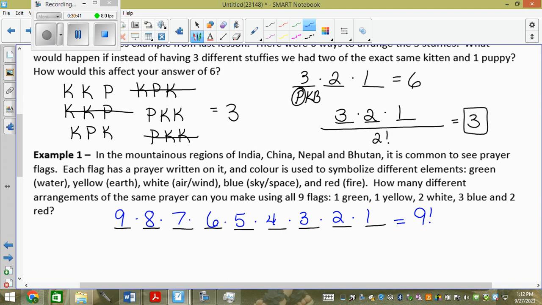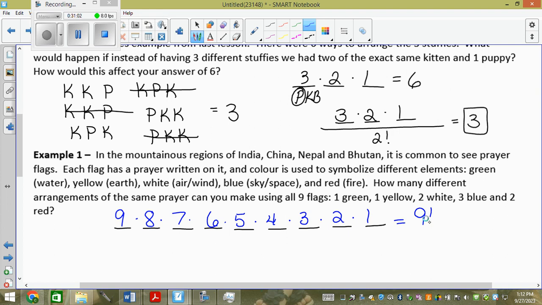However, there's 2 white. So wherever the white are the same and I flip them, does it make something different? No. Wherever the 3 blue exist, if I swap the 3 blue around but they're in the same positions, does it change how it looks? No, it would still be blue, something, something blue, something, something blue, right? It wouldn't change it. So what do we always have to do when we have repetitions?